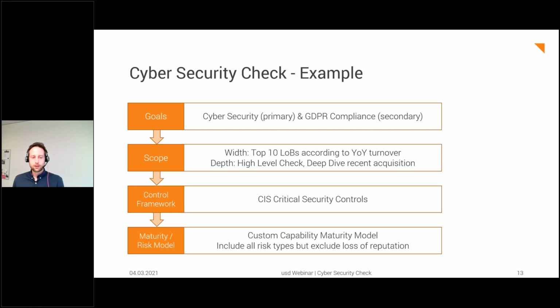And for the maturity and risk model, I think we can go with a custom model, and maybe we exclude the loss of reputation, because that's really hard to measure, and maybe your company here is not really in the public. So maybe that's something we don't really need to look at. We could exclude it. So now we have basically a setup which we want to run, and then we could start. And I will explain the security controls here in a second.